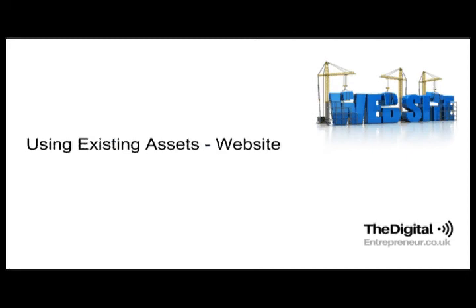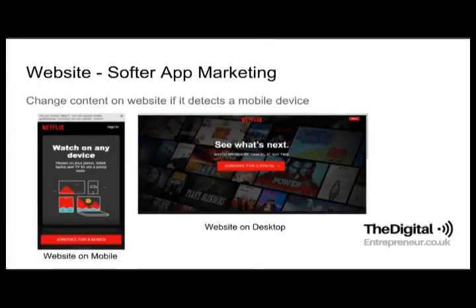In this video, we'll look at how you can use your existing website to successfully market your app. In our first example, we'll look at the Netflix website both on a desktop computer and on a mobile device. And as you can see from the two different images, they're displaying different content based on the device.